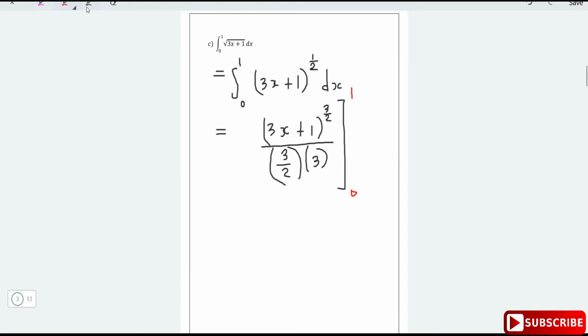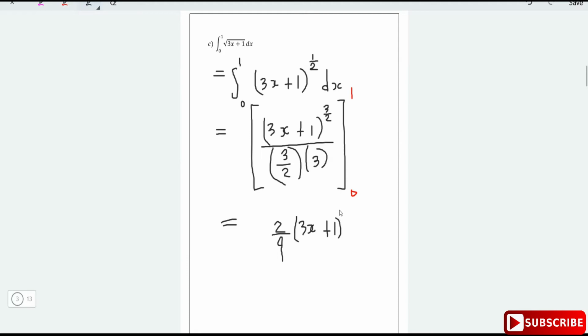So what we're going to get is, sometimes they put a bracket around like this. Let's simplify this. 3x plus 1 to the 3 over 2. Now this 3 times this 3 is 9. And so all of this is actually working out to be 2 over 9 multiplied by 3x plus 1 to the 3 over 2.